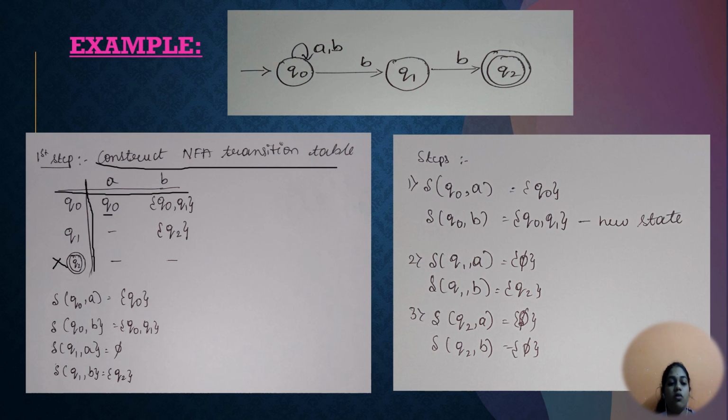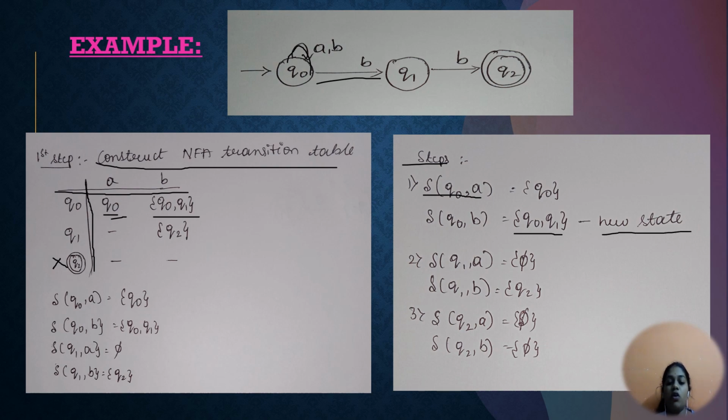Q0 on A goes to Q0. Q0 on B goes to Q0 and Q1. We need to write the same transitions in the DFA transition table as we have written in the NFA transition table. So in the first step, the transition from Q0 on A goes to Q0, and Q0 on B goes to Q0 Q1. Here Q0 Q1 is the new state.